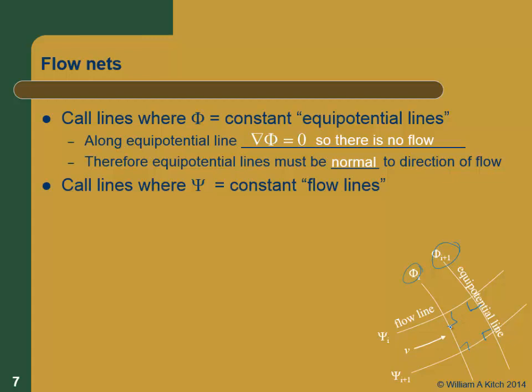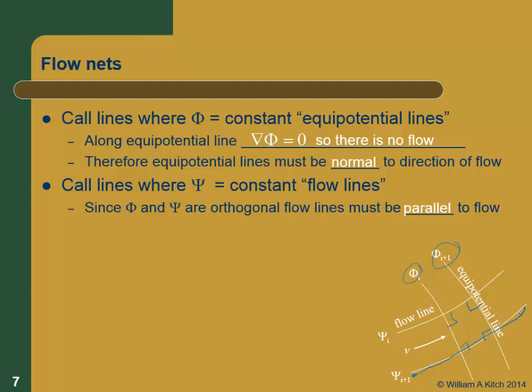Those are normal. So if these two sets of lines intersect normally, and we know that the equipotential lines have to be normal to the direction of flow, what can we say about the psi lines? That the psi lines have to be parallel to the direction of flow. That's why we call them flow lines. If I put you in a little donut inner tube, and I dropped you right here, you're going to be traveling right along that flow line.